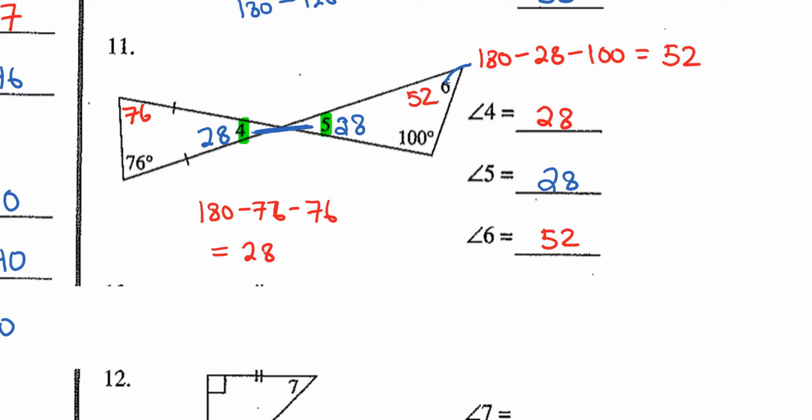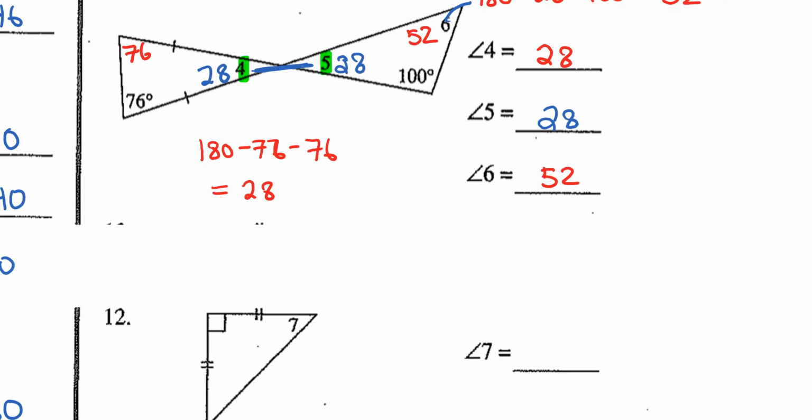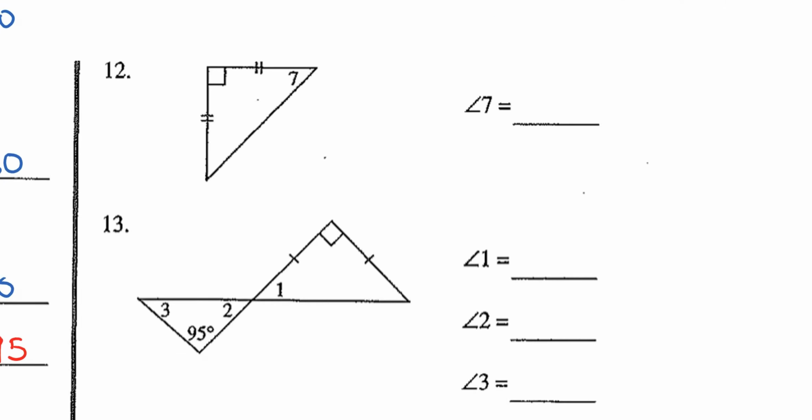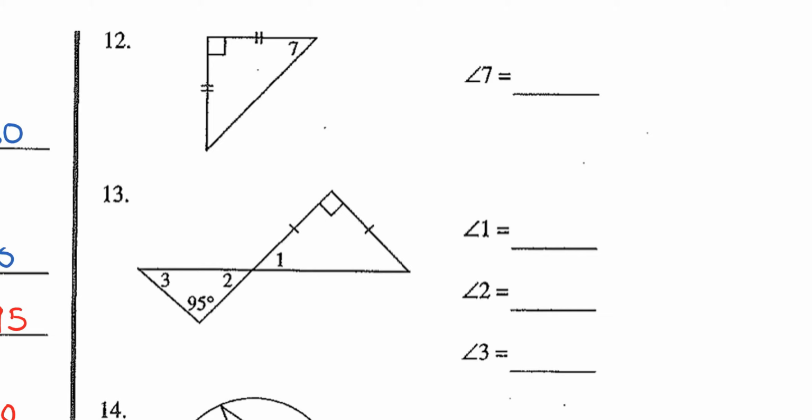All right, so we are dealing with quite a bit of triangles in this worksheet. So we'll be using the concept of triangles adding up to 180 degrees quite often here. For question number 12, you have a 90 degree angle there. That's a right angle. And let's mark that in.